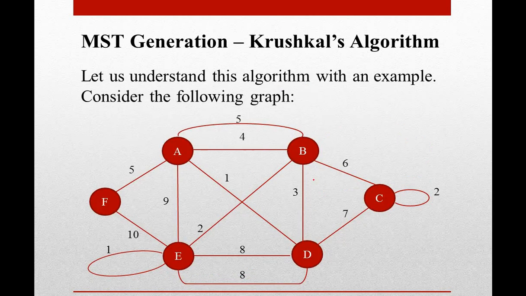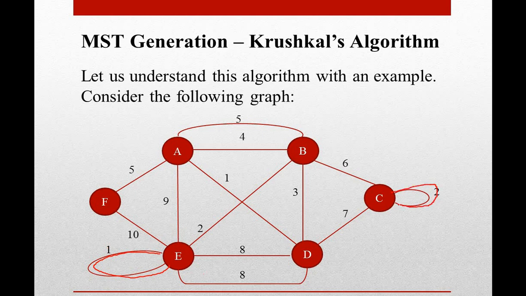So let us understand all these steps with an example. This is a general graph given. We have 6 vertices and we have several edges between them. Let's first look at these things. This is a loop. As you can see, E is connected to itself via an edge. So this is a loop. This is a self edge.